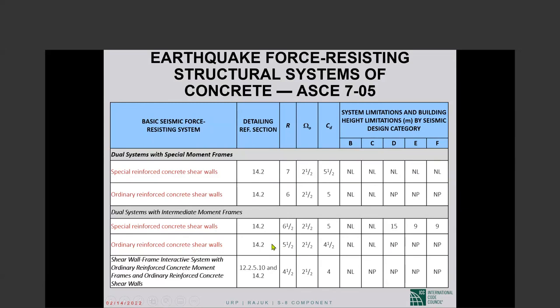So in any case, the point is that the R value comes from the table in ASCE 7 that gives us design parameters and also height limits. The only shear wall system that does not have a height limit on it is the dual system with special moment frames. In every other case you will see, particularly in high seismic design categories, we have height limits.